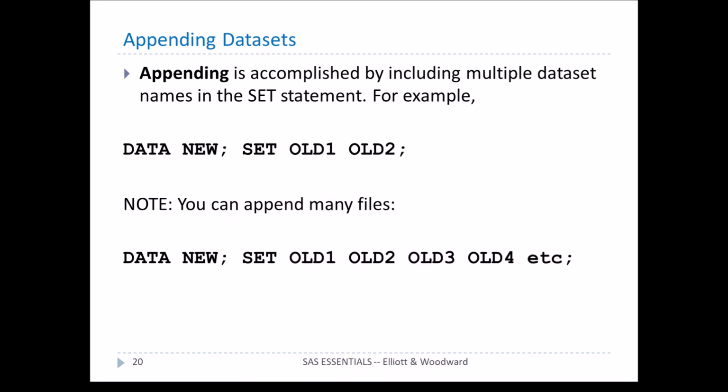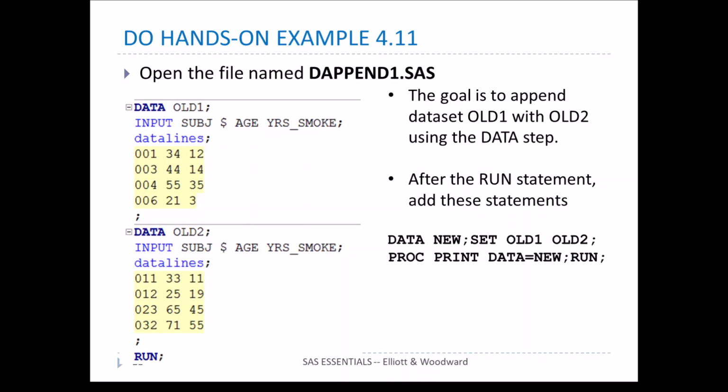Appending is accomplished by including multiple dataset names in the SET statement. For example, DATA new; SET old1 old2. That means that you're going to append old1 and old2 together to create a new dataset called new. You can append many datasets. So here's an example where you have multiple datasets, all appended one after another to create the new dataset called new.